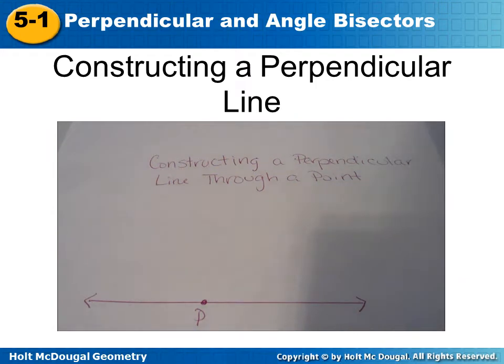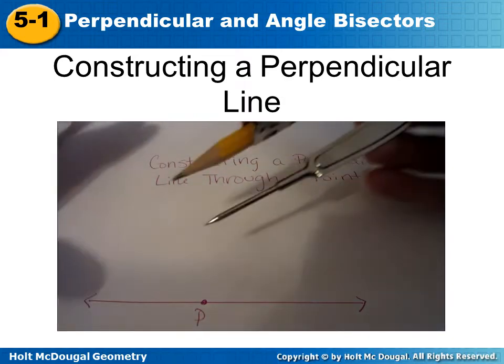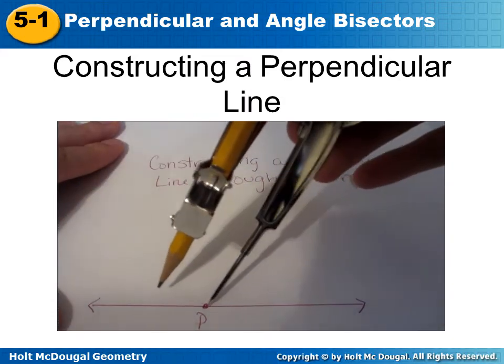For this example, we're going to be constructing a perpendicular line through a point. In this case, we have point P. So this is our initial line, and we want to construct a line that is perpendicular to that, which makes a right angle. So what we do first is we put our point at point P.